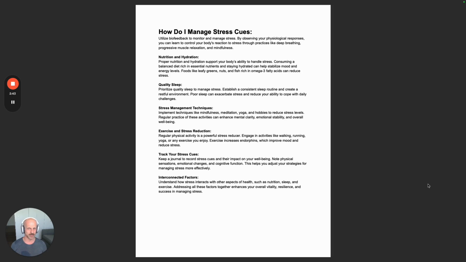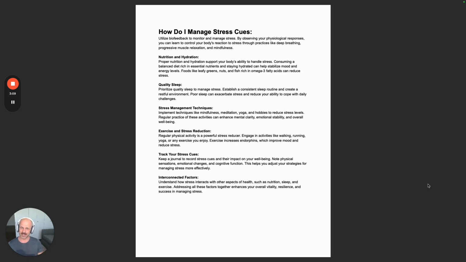Quality sleep is also very important. And again, a lot of these are the same for each of our biofeedback cues. We want to pay attention to all of these aspects of our life to address each of the biofeedback cues that we've talked about in this series. By prioritizing quality sleep, you can really help manage your stress. You want to establish a consistent sleep routine and create a restful environment because poor sleep can really exacerbate stress and reduce your ability to cope with daily challenges.